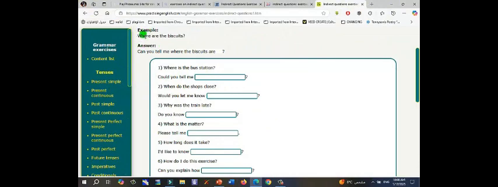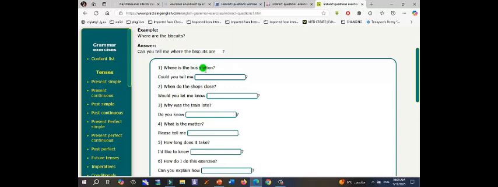Here is an example to remind you: where are the biscuits? Here we go. We have here the verb are, and we want to start with a polite way. So you can say, excuse me, can you tell me? Then I change the position of the verb after the subject of the question: where the biscuits are. Okay, let's move to number 1.